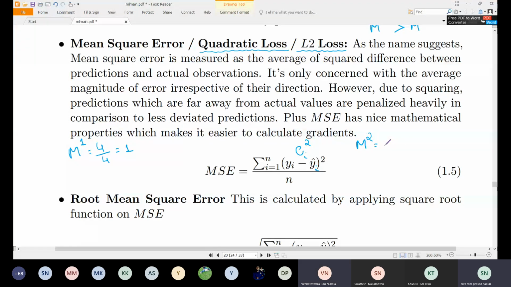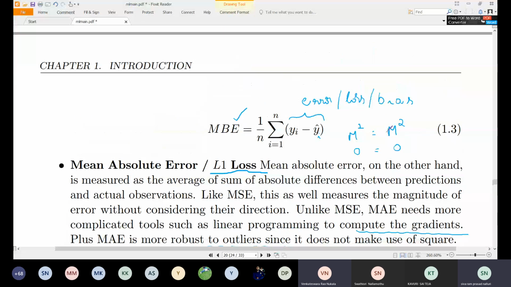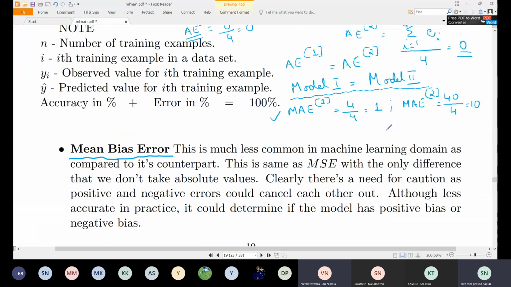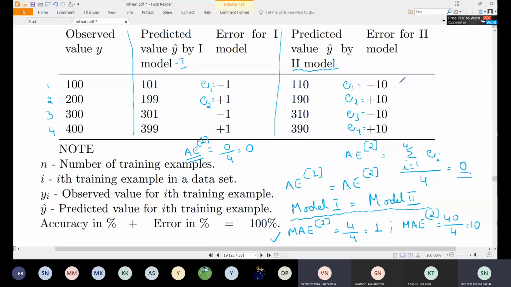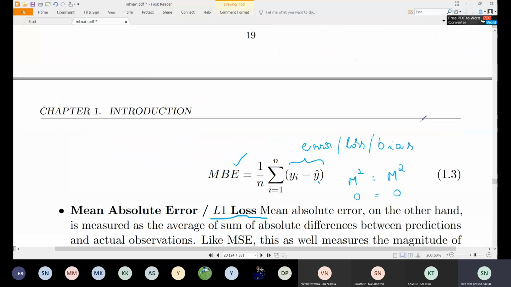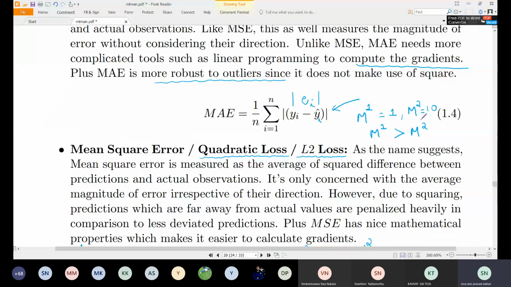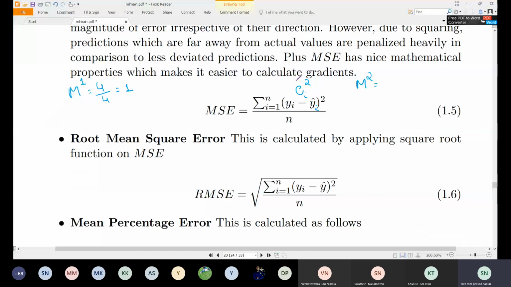Now, what about mean square error for the second model? 100, sir. Minus 10 square. If you remember the data that we have considered. So 100, when you square this, 100, 100, 100. So when you add all these things, 400 divided by 4. So as he mentioned, the mean square error for the second model is 100.